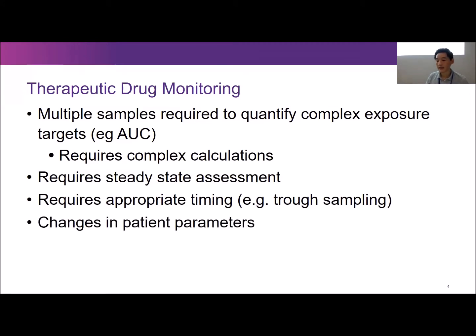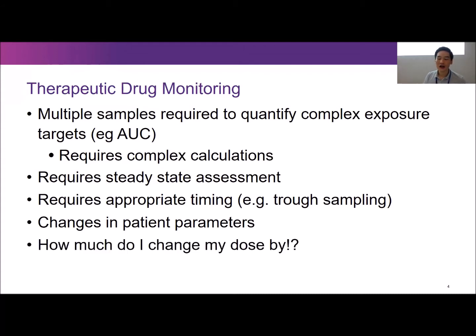Changes in patient parameters is another big issue. Say, for example, your patient has been stabilized on a particular dose of vancomycin or an aminoglycoside, and then they suddenly have a change in their renal function. Now, we know renal function impacts the clearance of these agents, but we're not really sure how much to change the dose of the antibiotic by without performing another TDM sample. So again, that opens up the patient to another 24 to 48 hours of potentially inappropriate dosing.